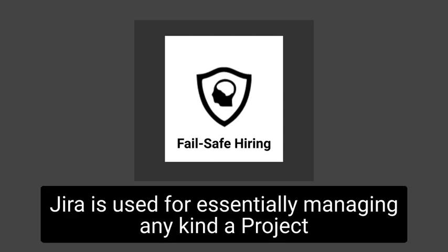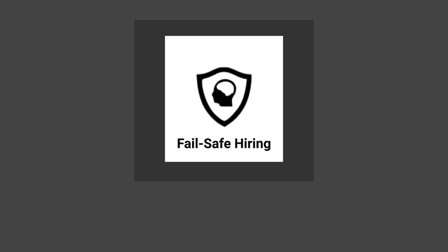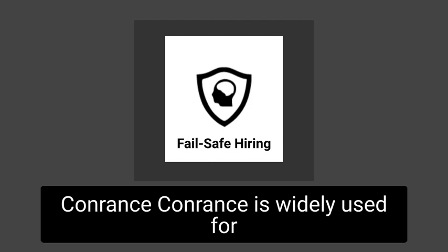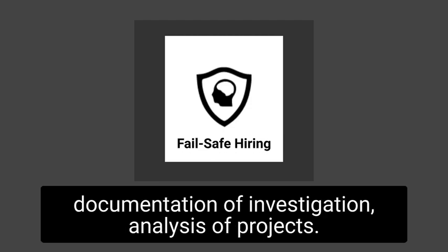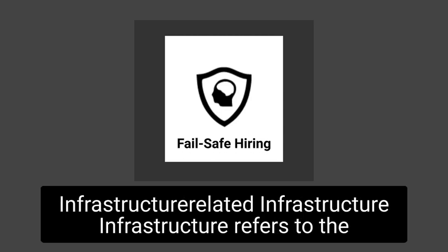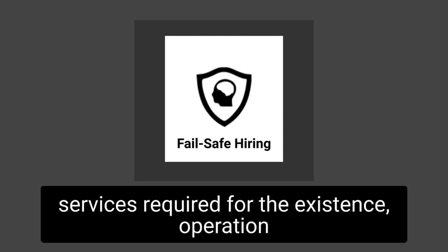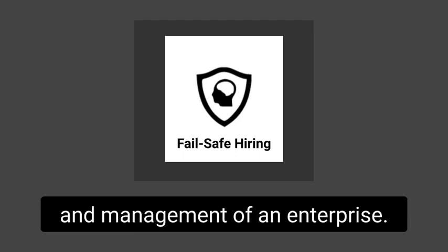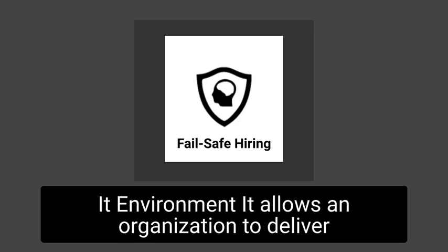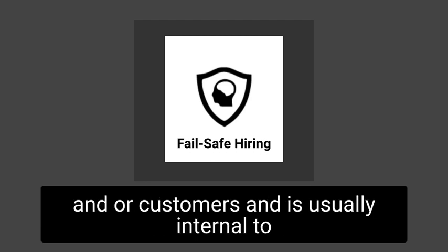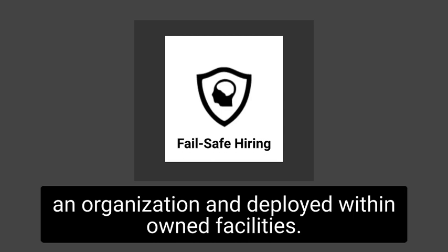Jira. Jira is used for essentially managing any kind of project. It is used to track the progress of a project. Confluence. Confluence is widely used for documentation of investigation and analysis of projects. Infrastructure related. Infrastructure. Infrastructure refers to the composite hardware, software, network resources, and services required for the existence, operation, and management of an enterprise IT environment. It allows an organization to deliver IT solutions and services to its employees, partners, and/or customers and is usually internal to an organization and deployed within its own facilities.